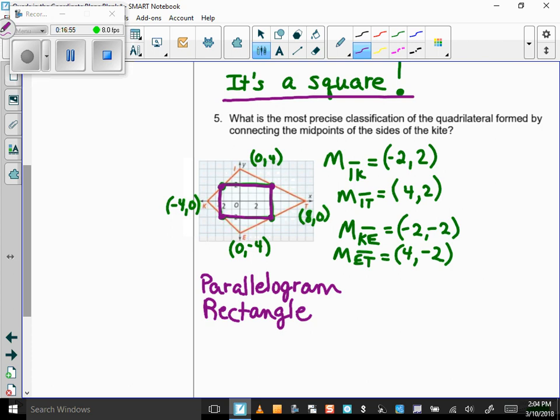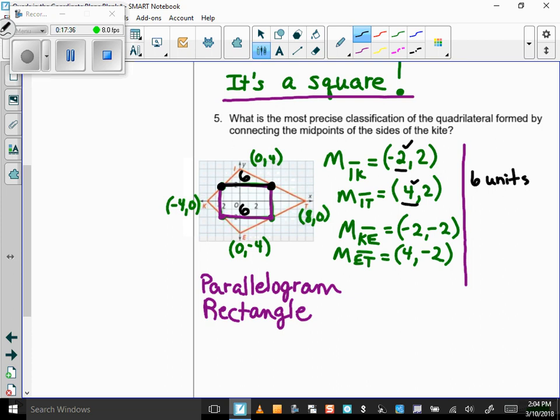Since we actually have these midpoints here, what we can do is look, when we go from IK, let me switch my color. I'll just change it to black. When I go from the midpoint of IK over to the midpoint of IT, if you look at these 2 numbers, I'm traveling horizontally, from -2 to 4, that's 6 units long. So these 2 sides are 6.